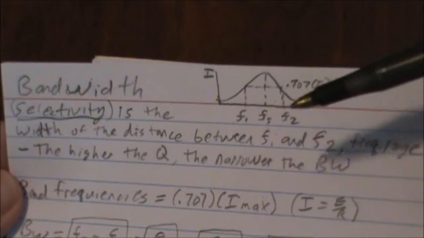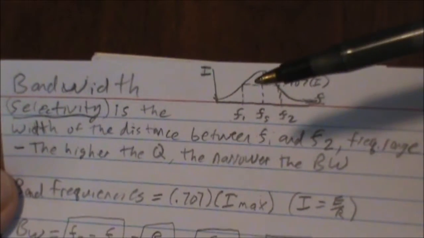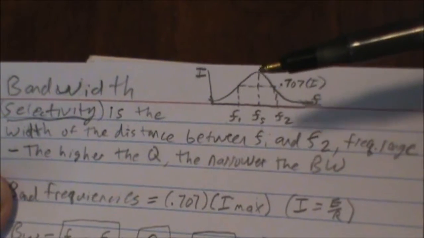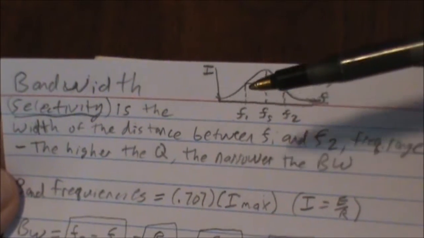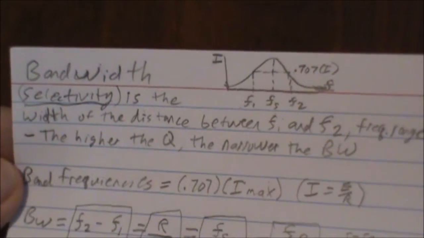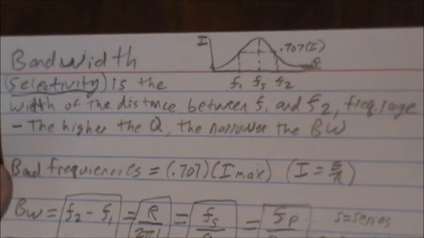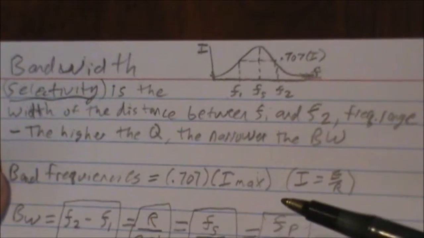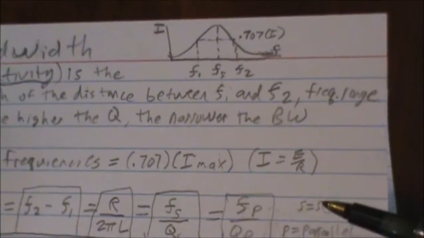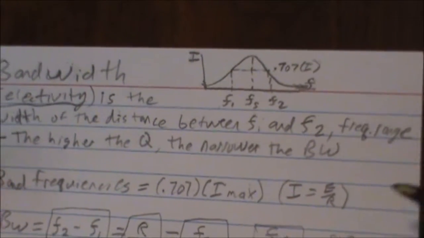So the higher the Q factor, the narrower it's going to be, and the sharper the curve. Imagine it going up like this, coming up and peaking and then dropping down suddenly. The band frequencies are at 0.707 times your max current, and I is always your voltage source over your resistance.